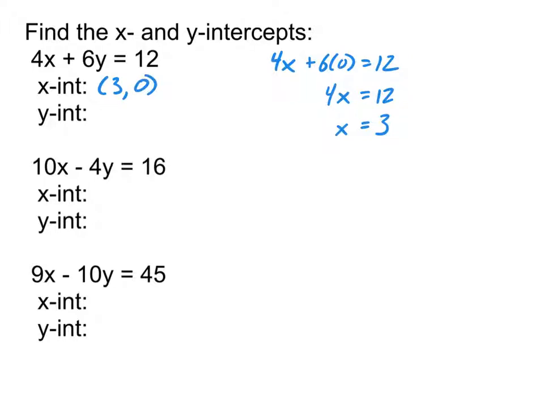All right, and then I head on to my y-intercept, which means I'm going to be plugging 0 in for x. So we do 4 times 0 plus 6y equals 12. Of course, that just means I'm going to be doing 6y equals 12, so then y must equal 2. That gives me then the point 0, 2.